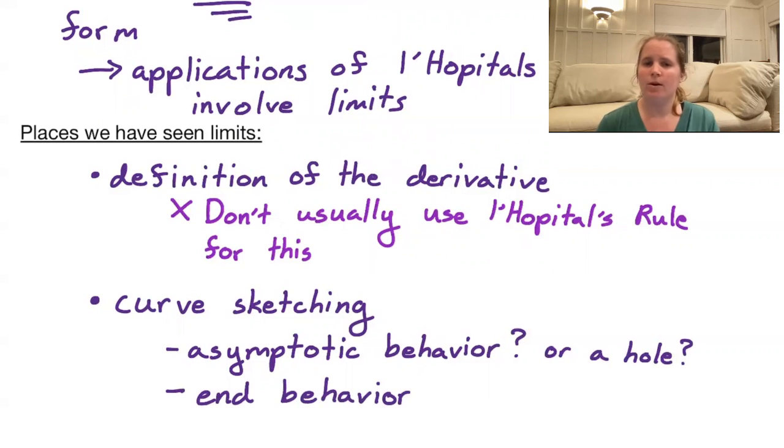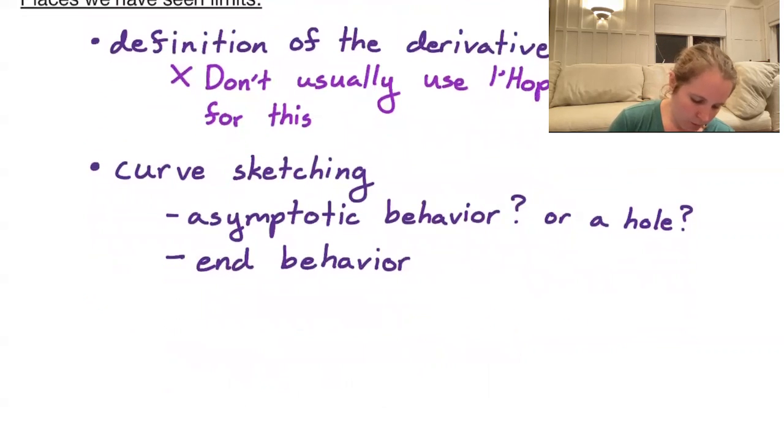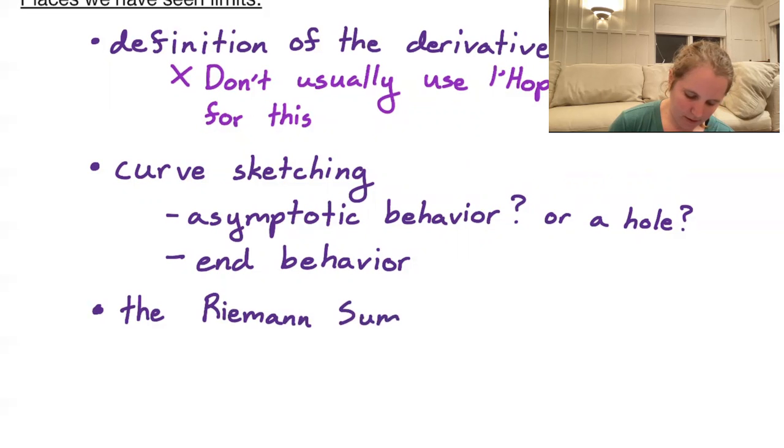We didn't worry too much about end behavior or asymptotic behavior. And then one more place where we've just recently seen limits was when we were doing Riemann sums and then taking the limit to get the definite integral. So using the Riemann sum with the limit to find a definite integral.